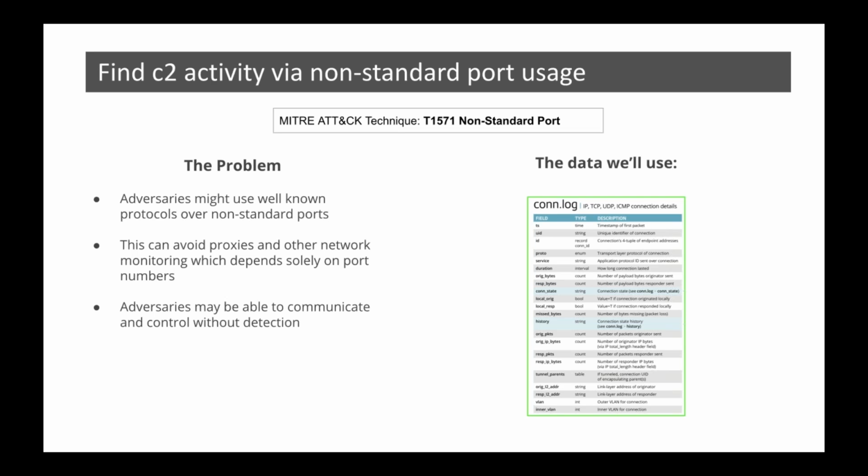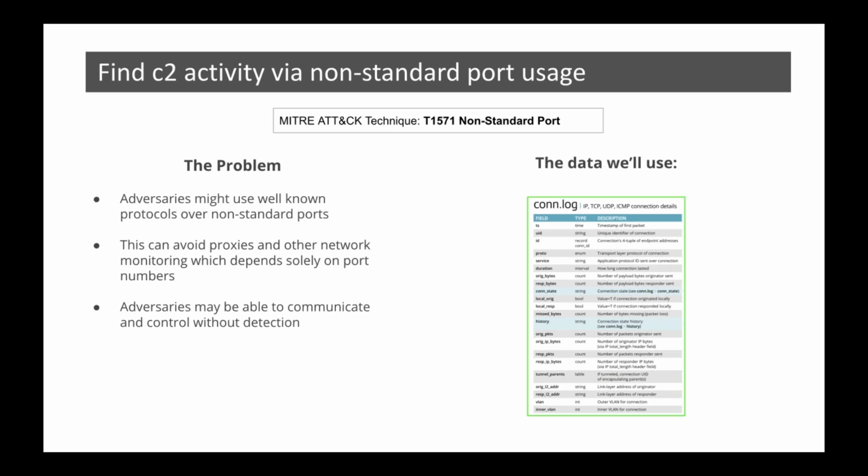Sure. So let's start out with one that we mentioned before, non-standard port usage. So this is the case. You can see the technique is 1571, and this is where an attacker might be using a well-known protocol, like let's say HTTP or DNS, over a non-standard port. So instead of using port 80 or port 53, they'd be using something that's either completely random or trying to obfuscate or hide their communication.